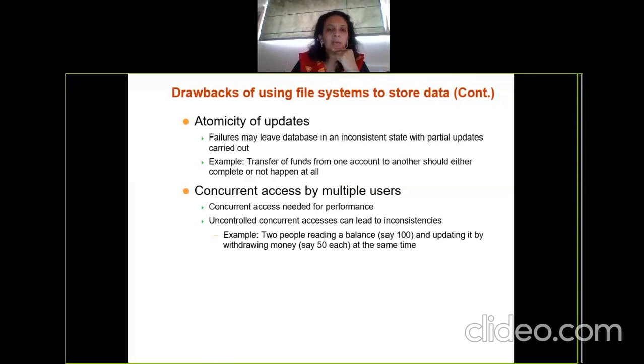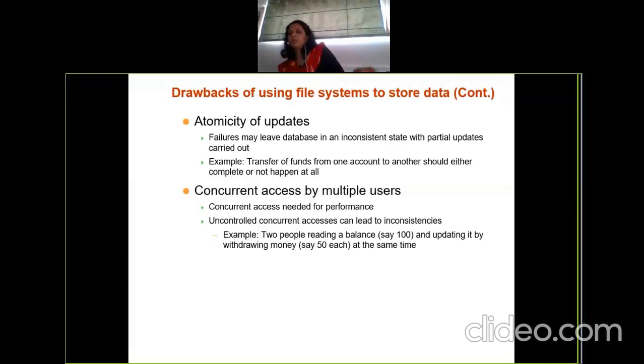Now the next, concurrent access and multiple users. Now see, concurrent access means what? To increase the overall performance of the system, most database systems allow multiple users to act simultaneously. Multiple users can update the data simultaneously. Again, I am giving you the same example.